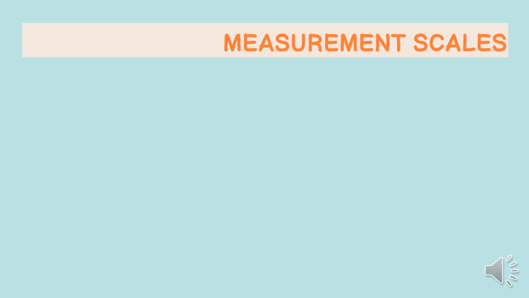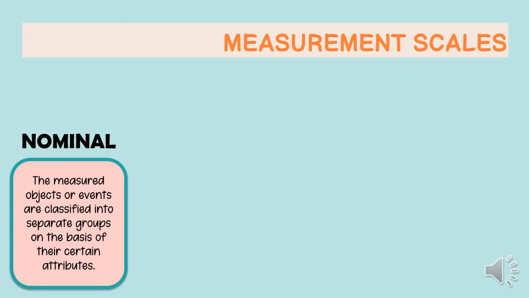Now let's move on with the measurement scale. First scale, we have the nominal. Nominal is the lowest level of measurement. Some people call it by the name of classification level. Under this scale, the measured objects or events are classified into separate groups on the basis of their certain attributes. And this group is given a separate name or code for its easy identification.